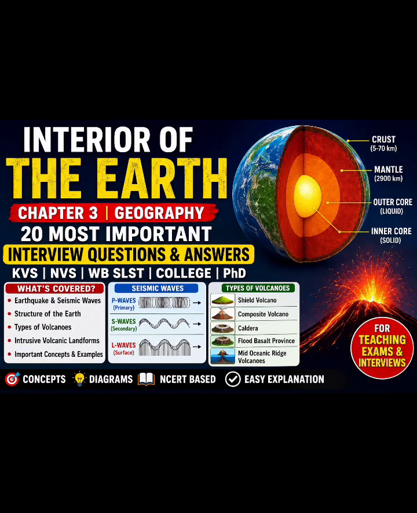Next question, describe the structure of the earth. So the earth consists of three concentric layers: crust, mantle and core. The crust is the outermost layer. Mantle extends up to 2900 km and the core forms the innermost part. The outer core is liquid and the inner core is solid.